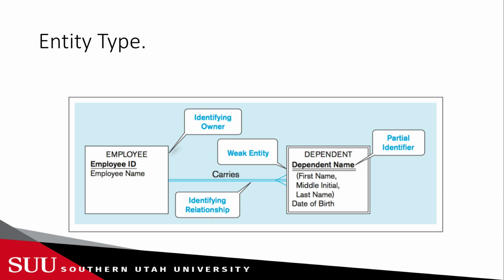Now, if John has a son or a wife or a daughter, then in that case, I can place that person in the dependent table because it is going to totally rely on having an employee instance in my database.